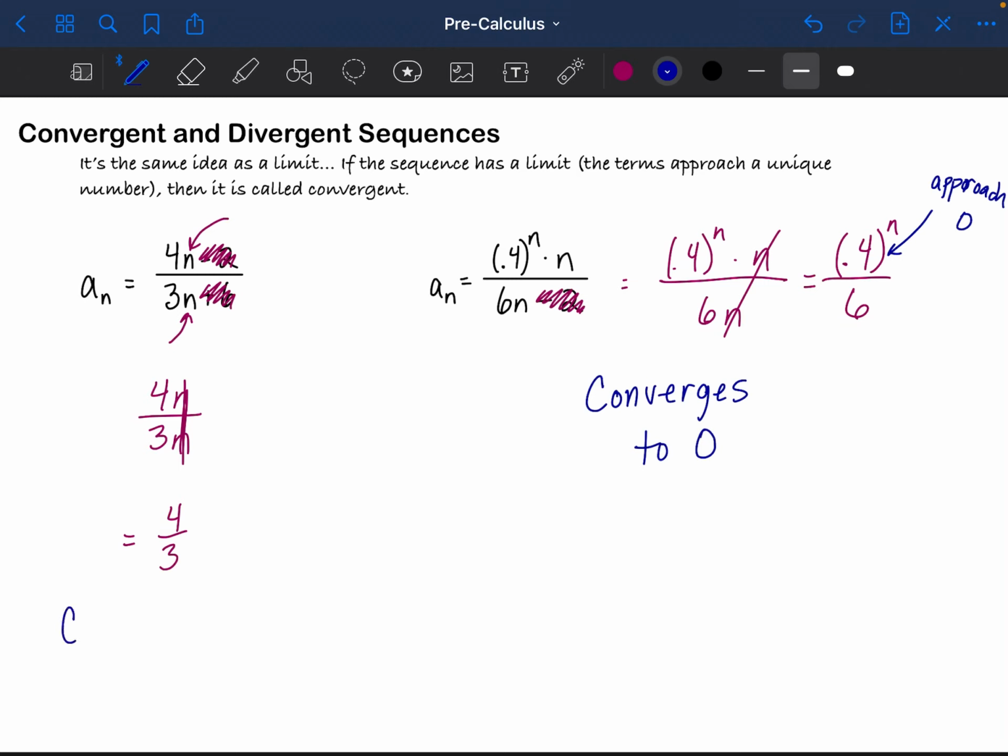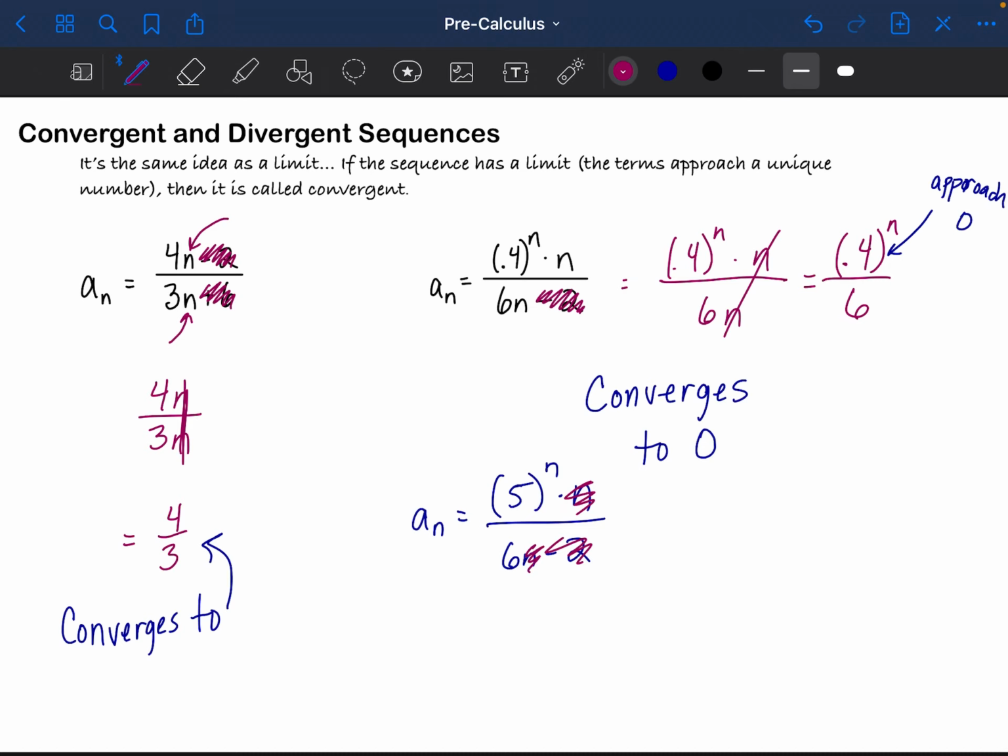This one over here converges to 4/3. Right? But what if, looking at this same one on the right, what if I traded out that 0.4 for, let's say, a 5? Well, same thing would occur, right? This 2 doesn't matter. These n's cancel out. And then I would have 5 to the nth power.